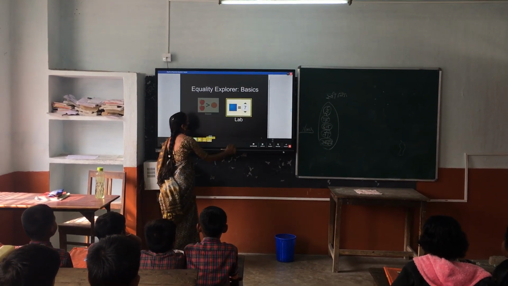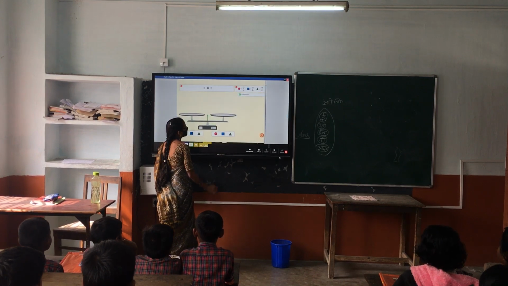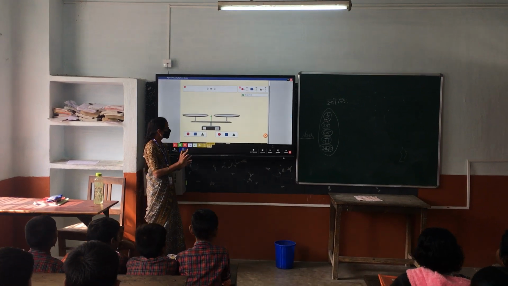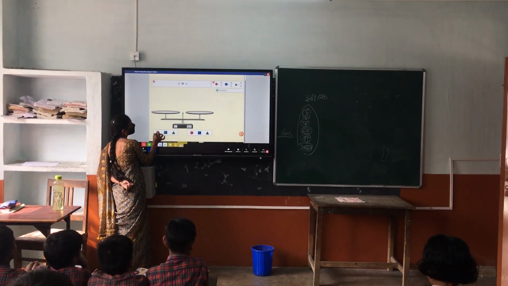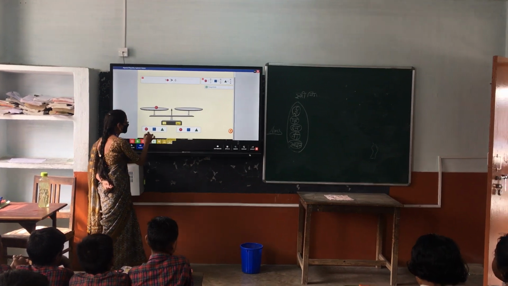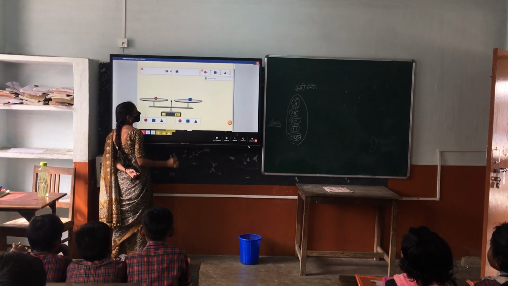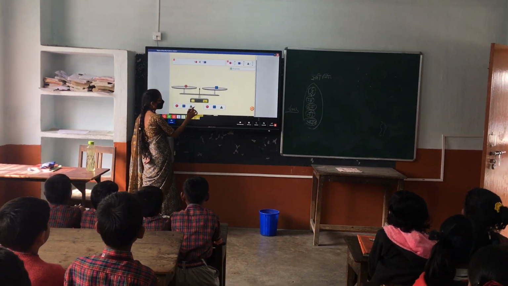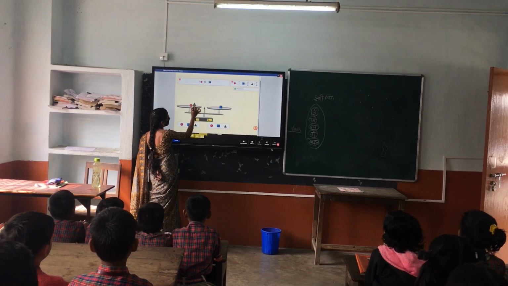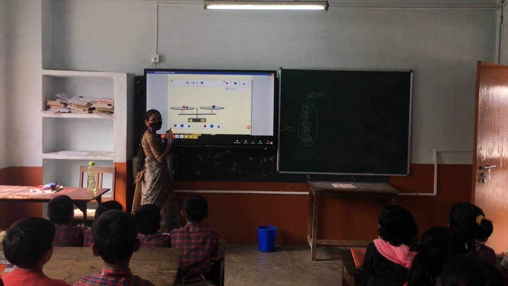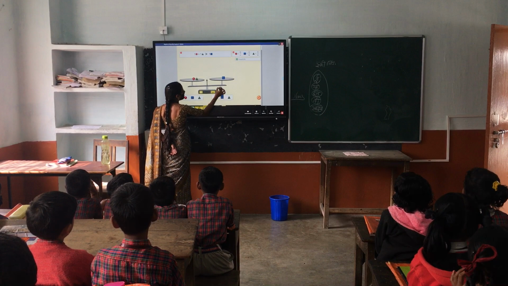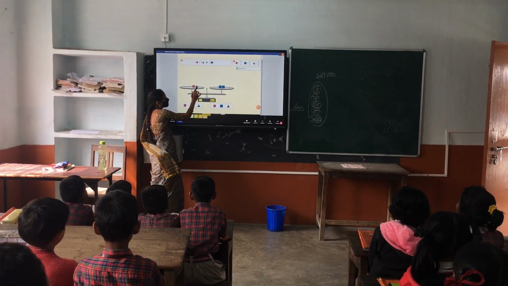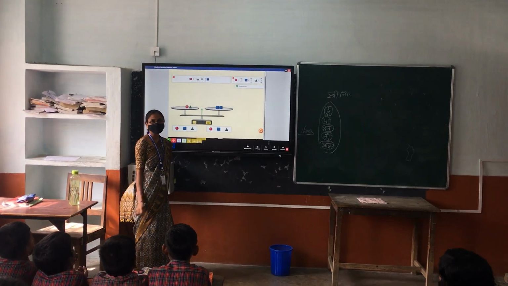See this one. So equal. How can we make this equal? Means if I am keeping one circle here, is it equal to the one square here? No. So balance it. How to balance? If I am keeping a triangle here, is it equal? No. Again I am keeping one here. Equal. So here one circle and one triangle are equal to the 2 squares.